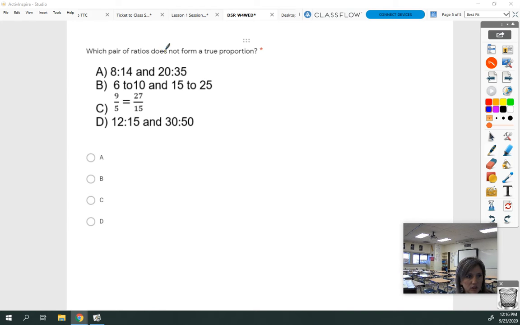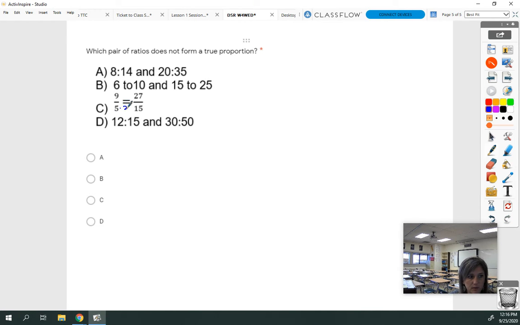Which pair of ratios does not form a true proportion? Remember, a true proportion means that these ratios would have the same unit rate, or they would be equivalent fractions. C is really easy to see that it's a true proportion, and here's why.